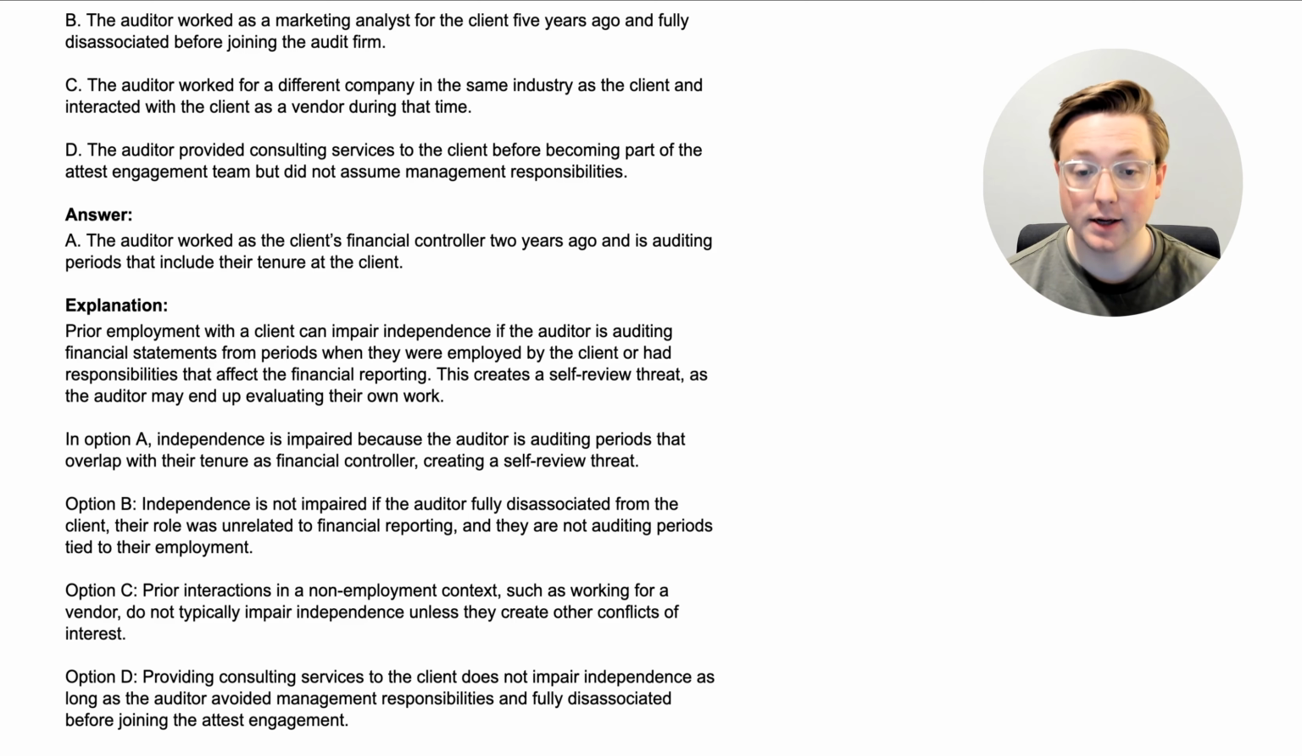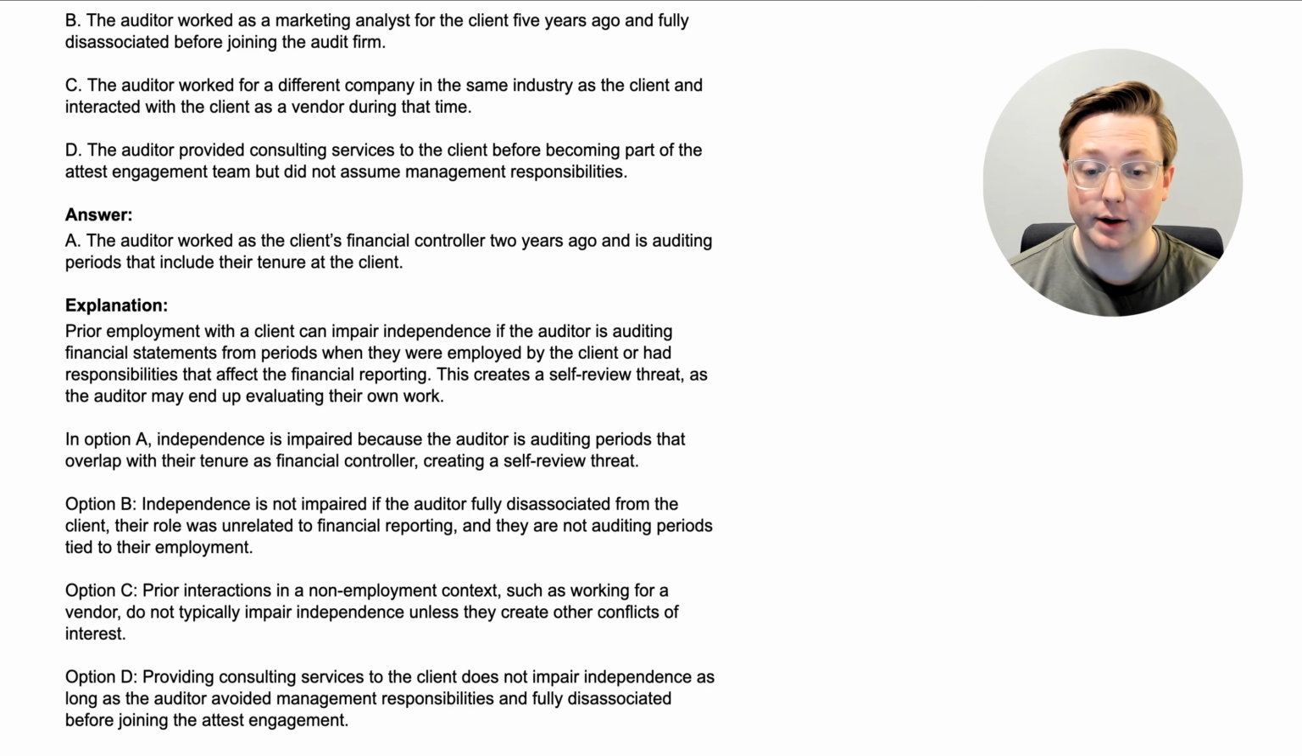In option A, independence is impaired because the auditor is auditing periods that overlap their tenure as a financial controller, creating a self-review threat. So this would make it so they are not independent in this case. But for option B, independence is not impaired if the auditor fully disassociated from the client, their role was unrelated to financial reporting, and they are not auditing periods tied to their employment.